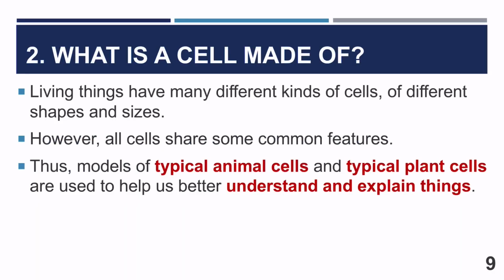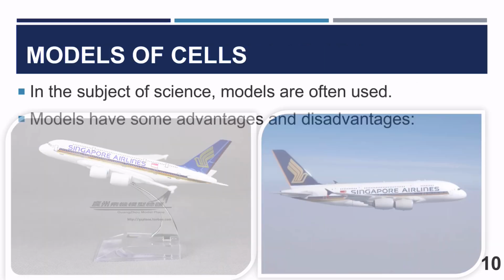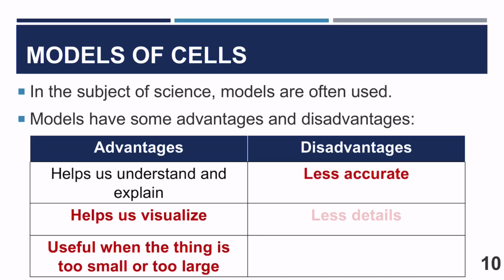Okay, just a quick recap. We actually use models to represent cells because most cells come in different shapes and different sizes, but models allow us to identify the typical common features that can be found in the cell. So it allows us to understand it better, but of course models come with certain limitations. Some of the limitations are that it's less accurate, it's less detailed, it's usually overly simplified, and of course you cannot apply one model to every single cell, right?